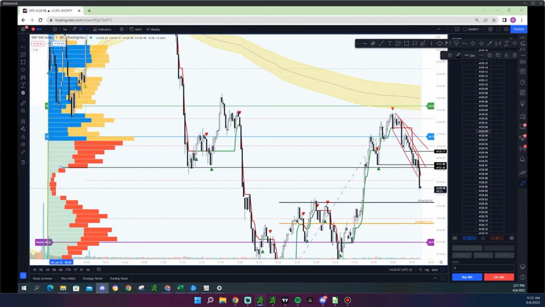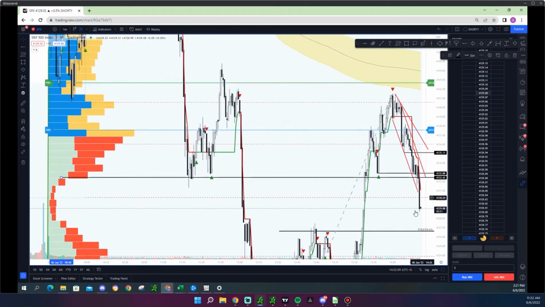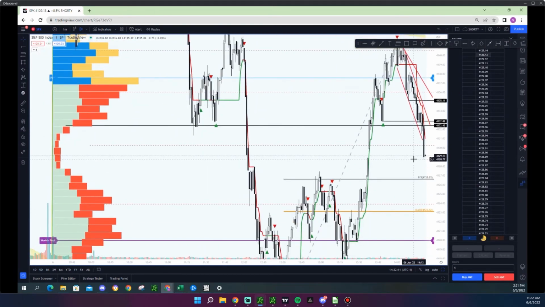This one should continue here. It should break this candle right now. It needs to go lower than this. 41.28. I would expect it all the way to here. Oh, a little bit less. Up to here. 41.25. There it goes.